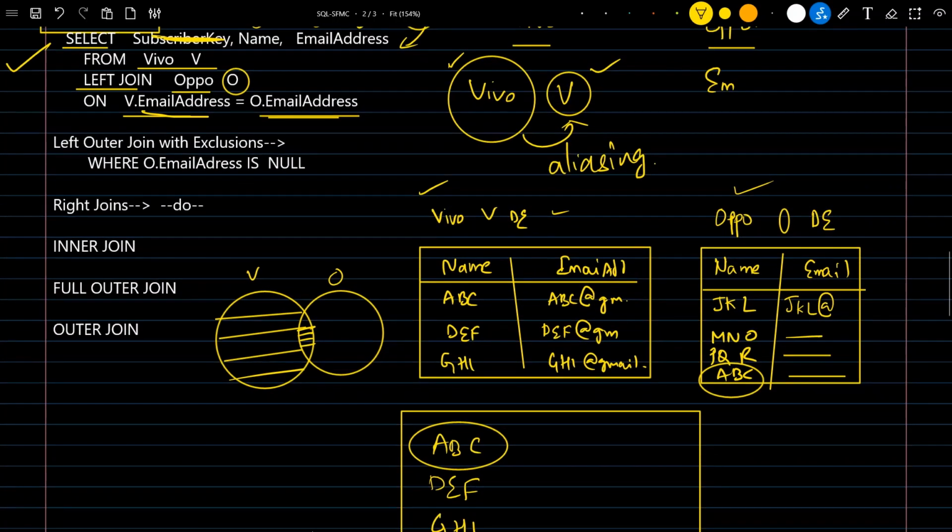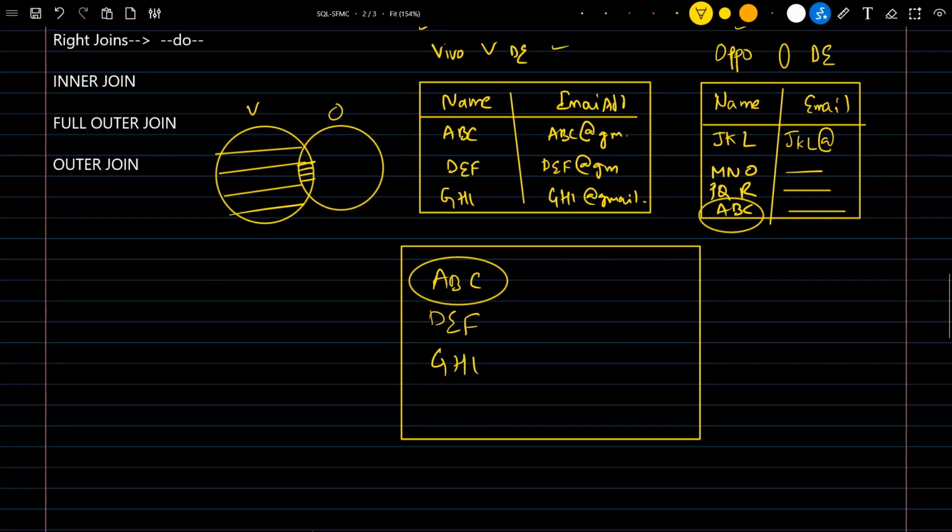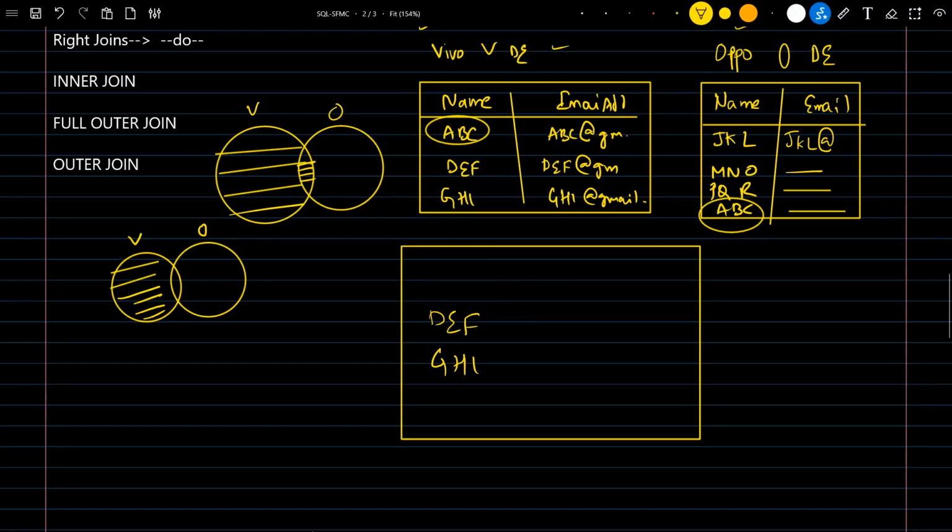Similarly, left outer join with exclusions. See the Venn diagram of how it will be. It will not contain the elements which are common to both A and B. Here A and B means V and O. For the second query, it will be in this form. This is the Vivo extension, this is the Oppo data extension. So what is common between V and O? Here it is ABC, so this will not be present here. The only records that the result of this left outer join with exclusions consists of are DEF and GHI. That's it.